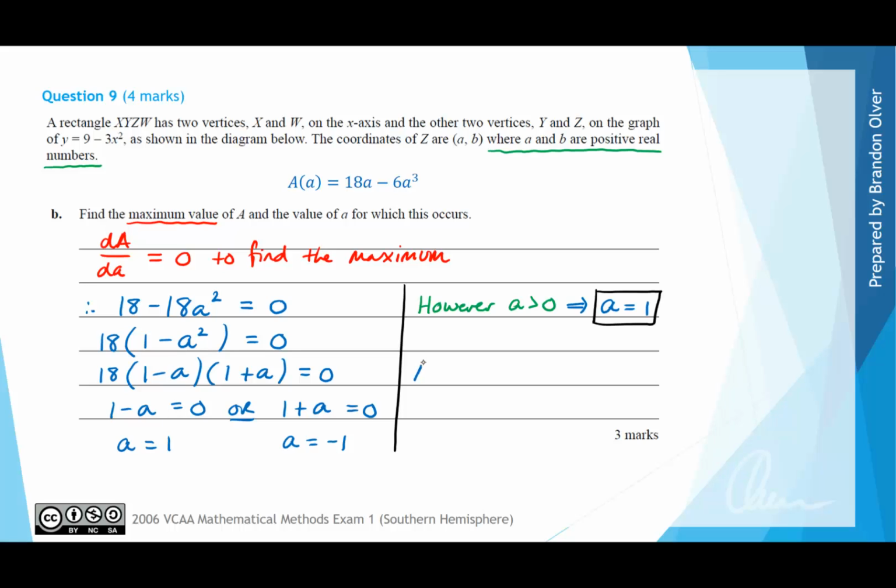The maximum area, capital A, evaluated at 1, is then going to be 18 times 1 minus 6 times 1 cubed, which gives 18 subtract 6. Therefore, the maximum area is 12. And that is the other answer that we were looking for in part B.